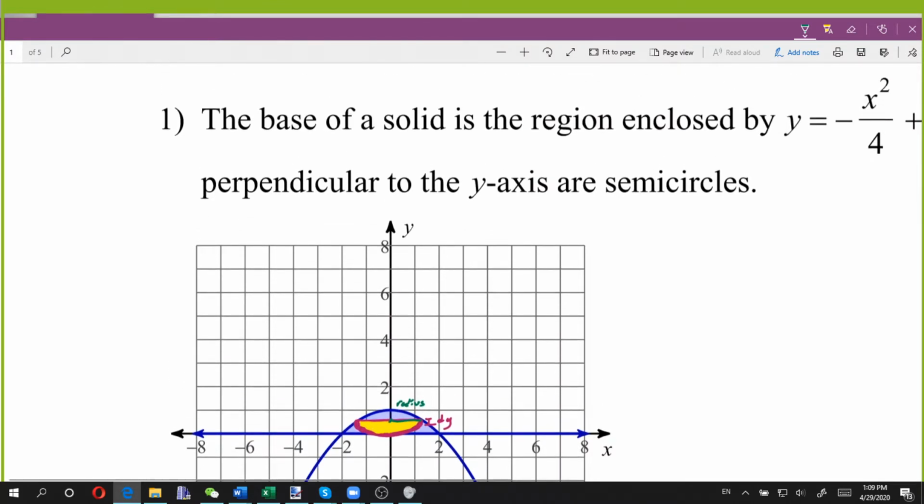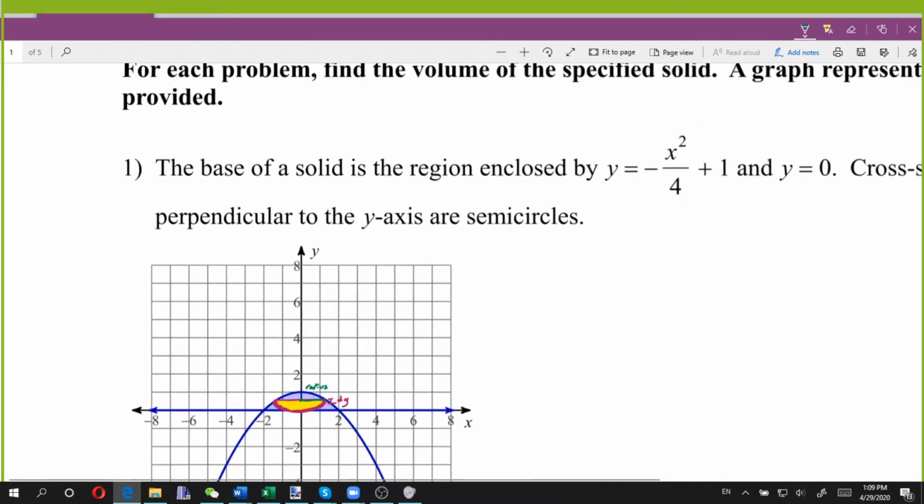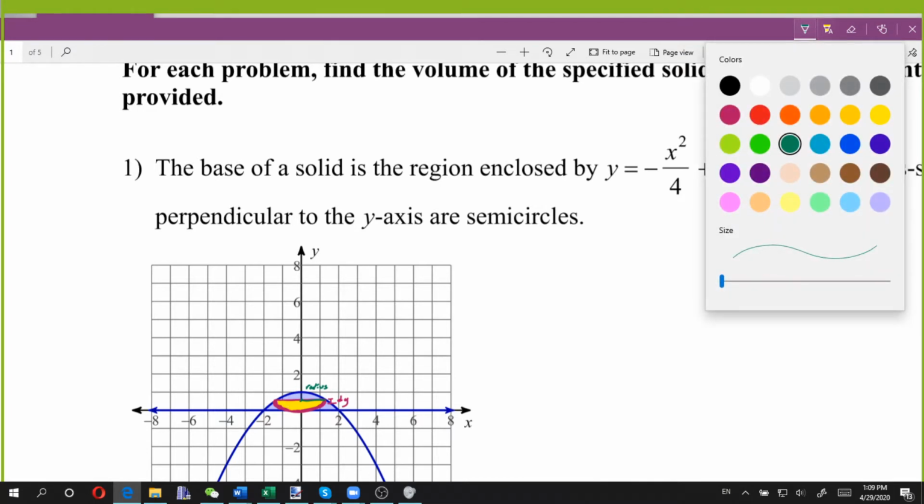Okay, so let's see who I've got. Okay, it looks like I've got over on Zoom Abby, Andrew, and Eric. So I'm going to start with Abby. Come out here so I can get my formulas again. What would the radius be for this semicircle?